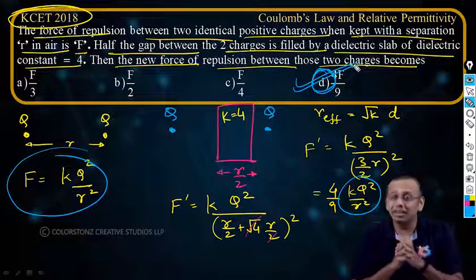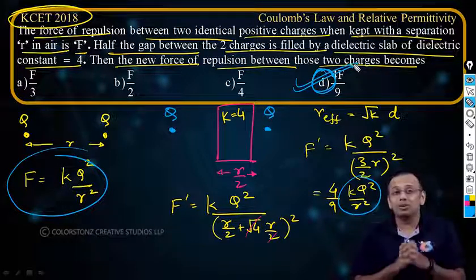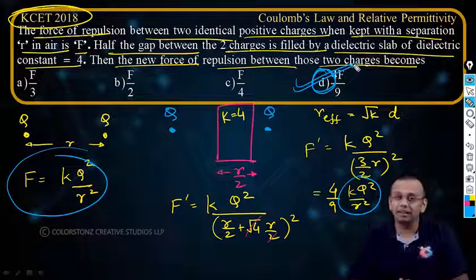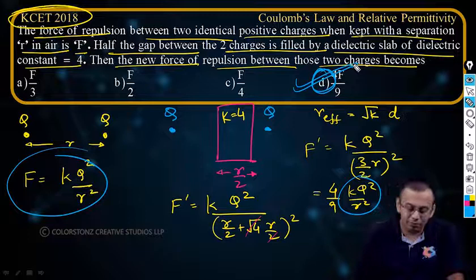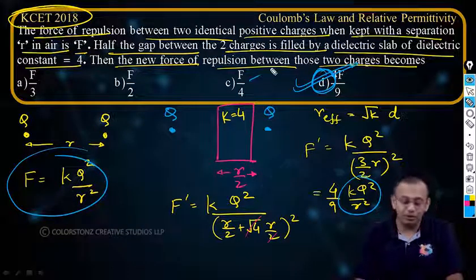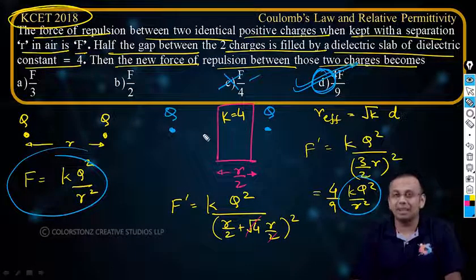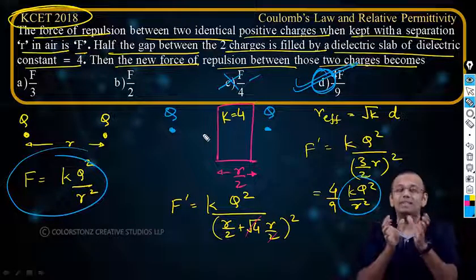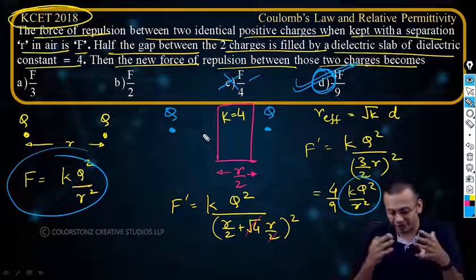So this is how we apply the concept of dielectrics. Okay, if this was completely filled by dielectric, then the force directly would become F by 4. But that is not the case. So don't make the mistake of marking this as the answer. There is only a partial dielectric. Only some space is being filled by the dielectric.